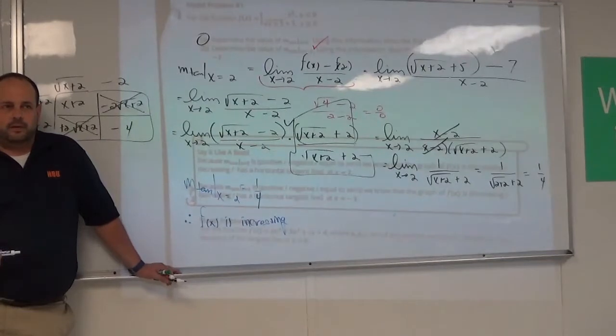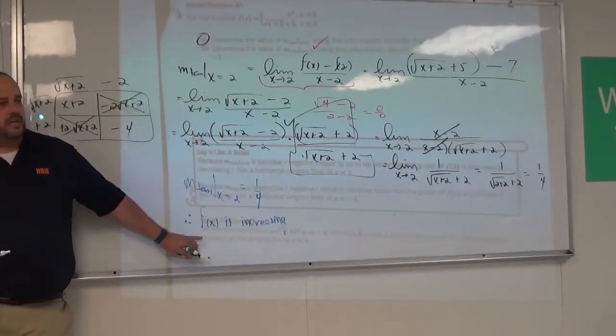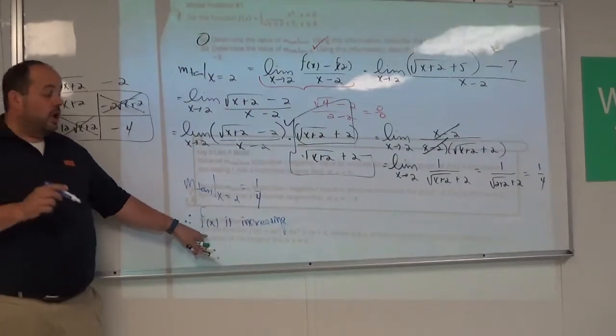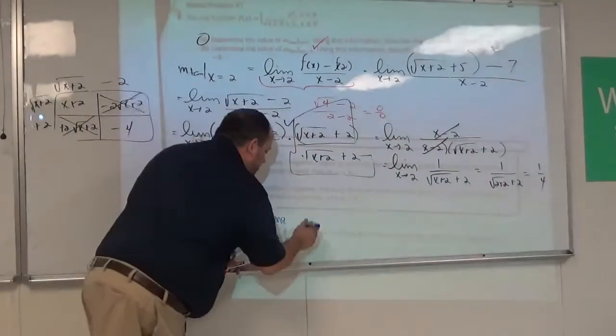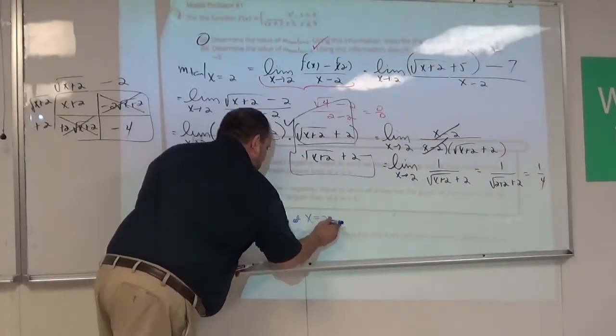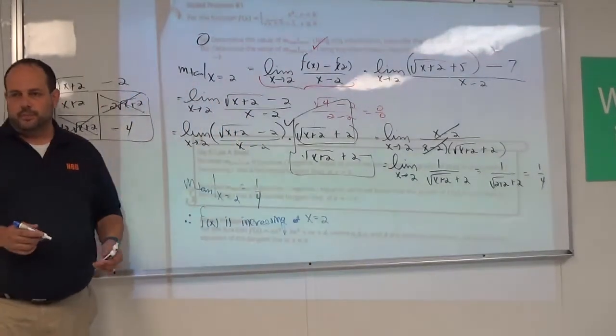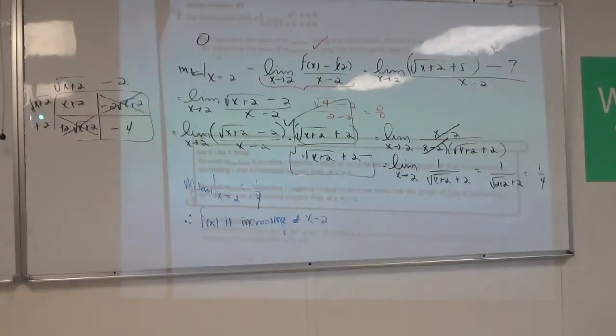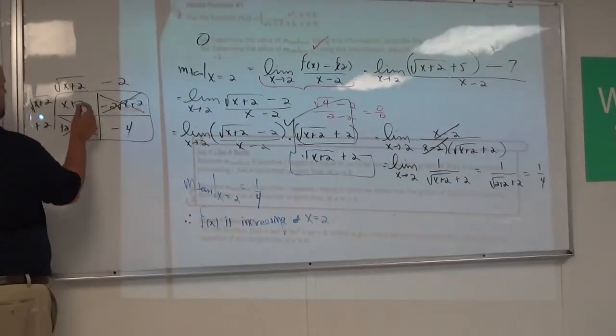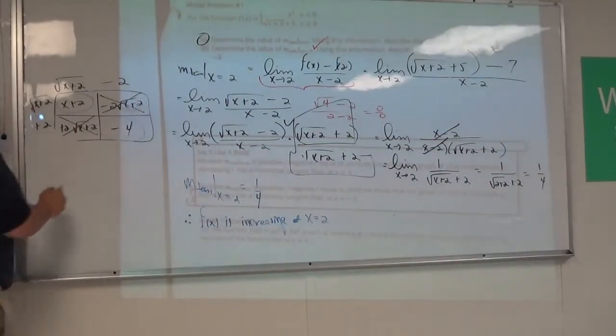Now be careful. Don't make the big mistake. F of x is increasing doesn't get you the point. Alright, a equals 2. The only thing you know is that f is increasing at x equals 2. What was your question? You went from x plus 2 to x minus 2. Right. X plus 2 minus 4.